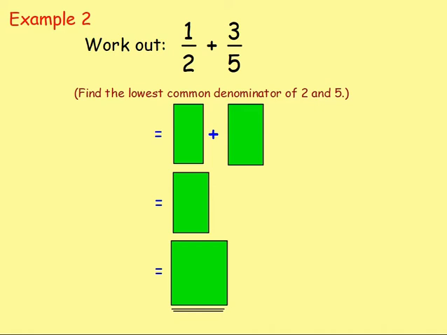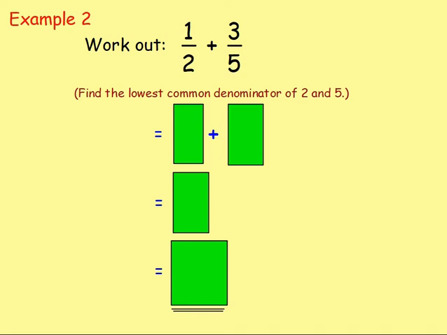Example 2, work out 1/2 plus 3/5. You can see again the denominator is not the same. We've got a 2 and we've got a 5. So as it says here, we have to find the lowest common denominator of 2 and 5.